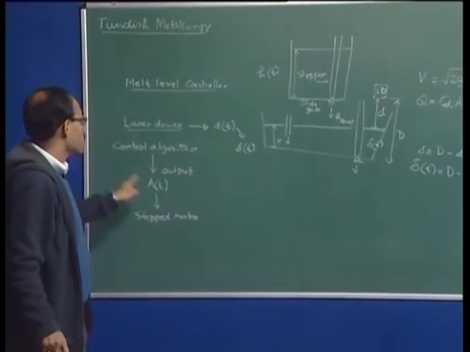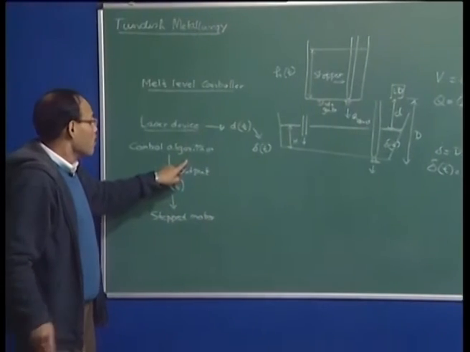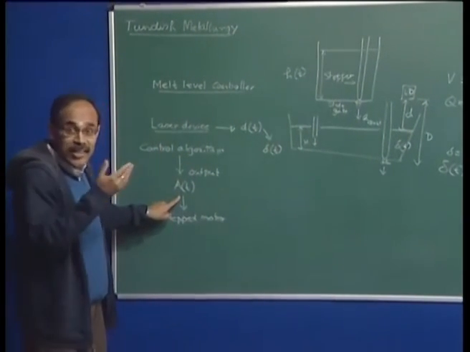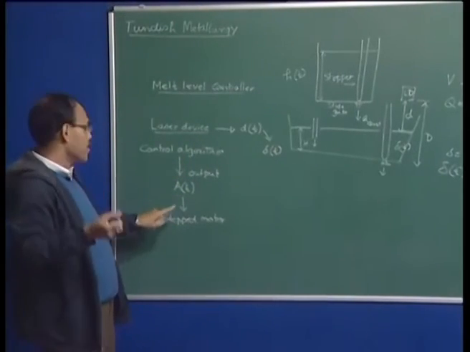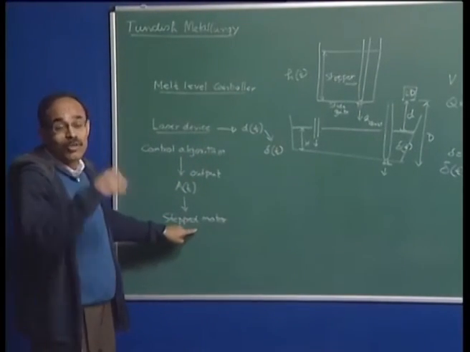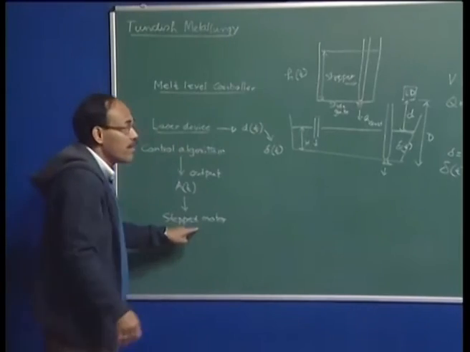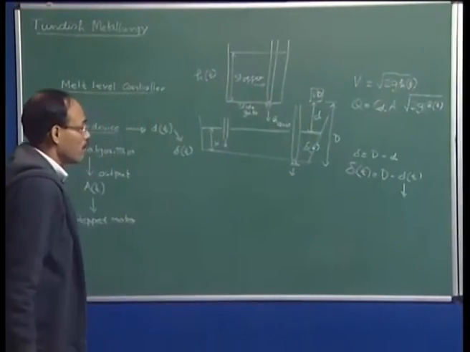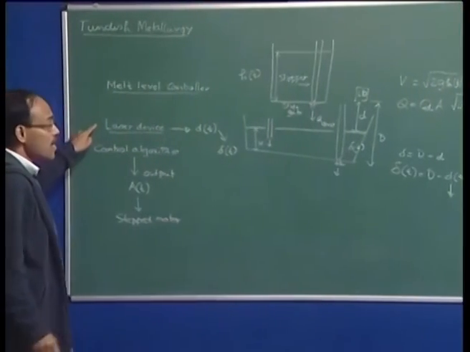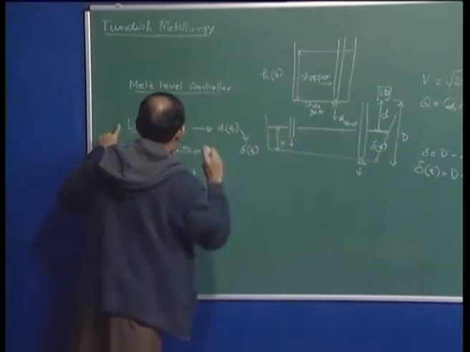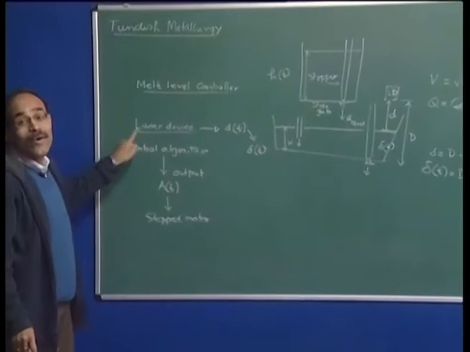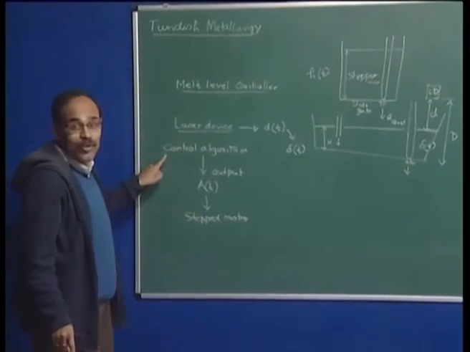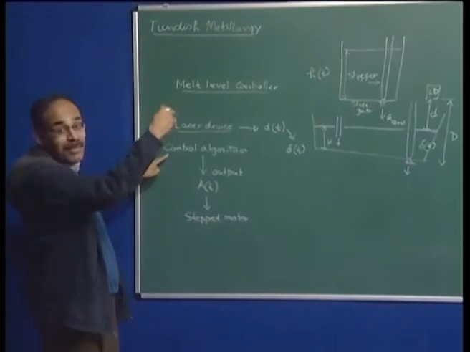The bath depth is going to be fed into a control algorithm. For a given flow rate, the control algorithm will yield the necessary area, and then that particular area will be created by using a step motor, and it is in this particular way that we can maintain a constant bath depth for a given flow rate. So, as you see, in order to control the melt level in the tundish, we require a sensor, and that sensor here is the laser device. We require a control algorithm, and it is being done dynamically.